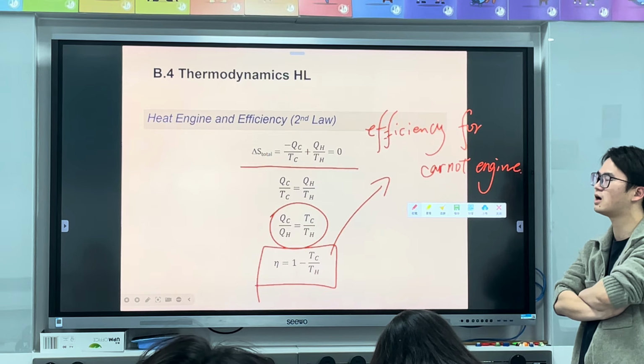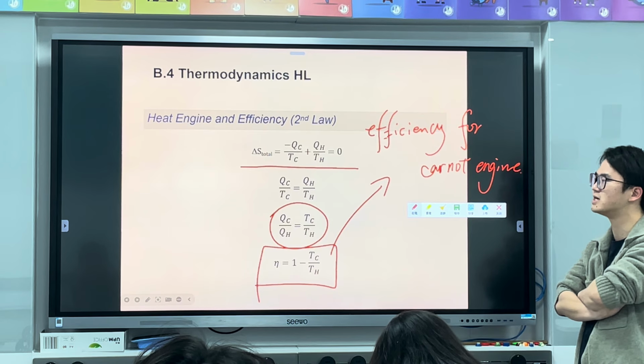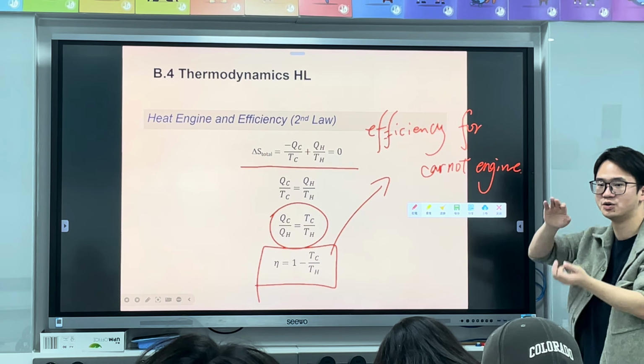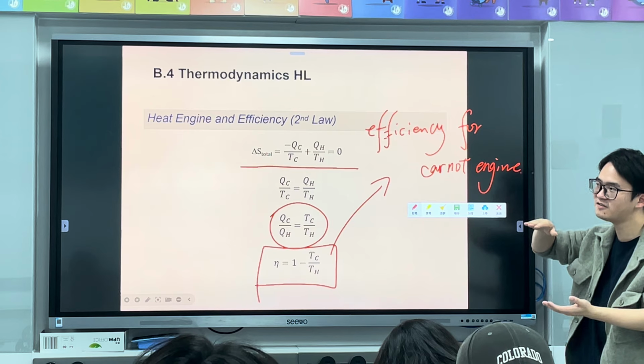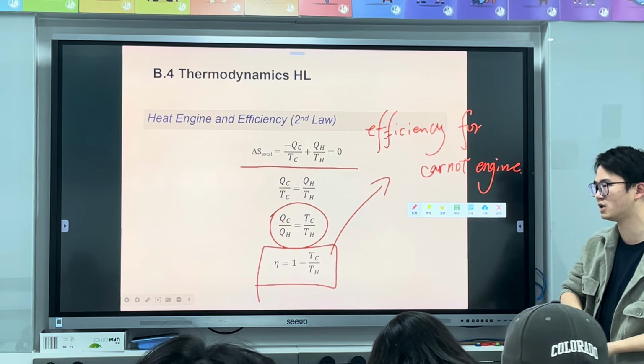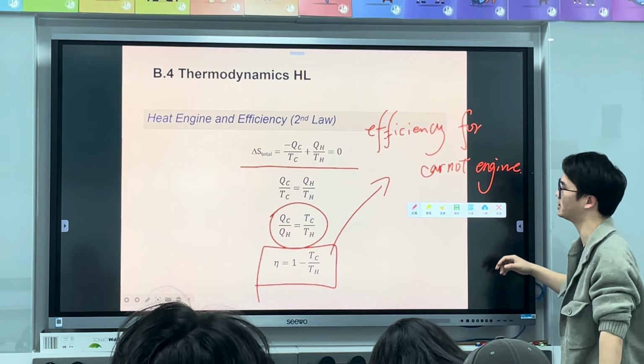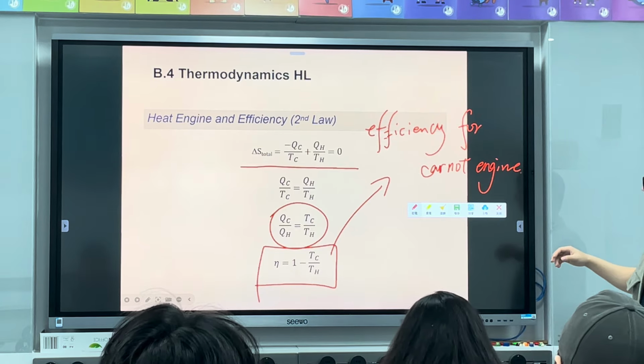Right, because Carnot engine is very idealized, and even though there is a temperature change, you really don't know the direction, whether it's dumping heat to the cold or the other way. So it is reversible.